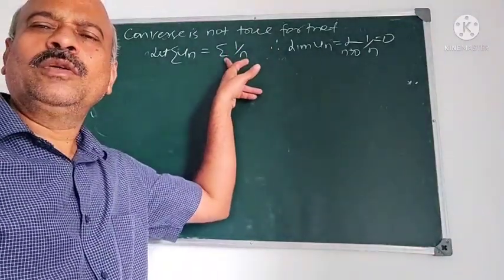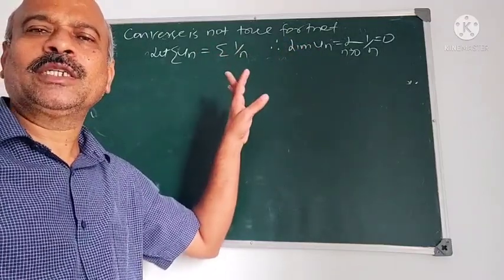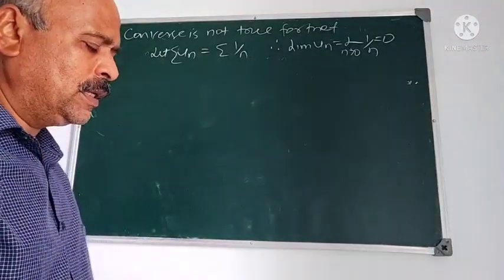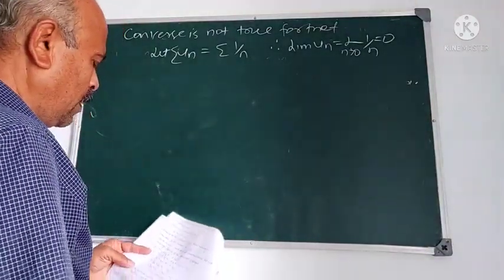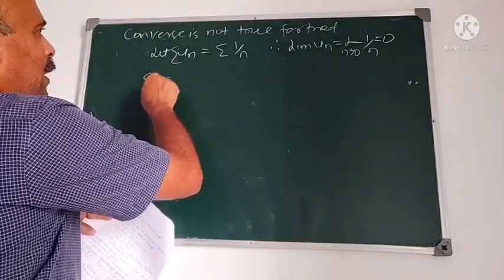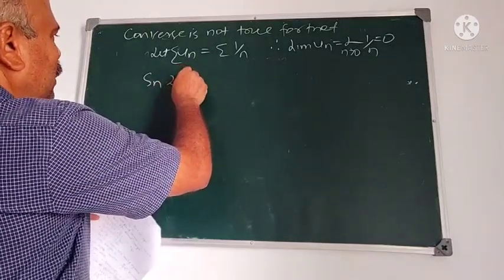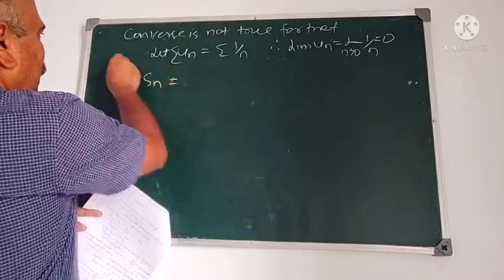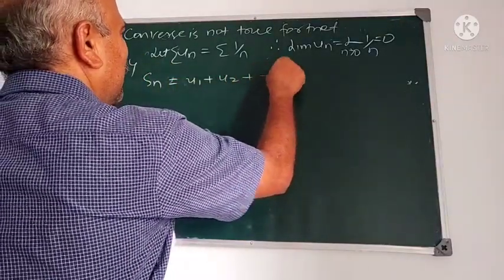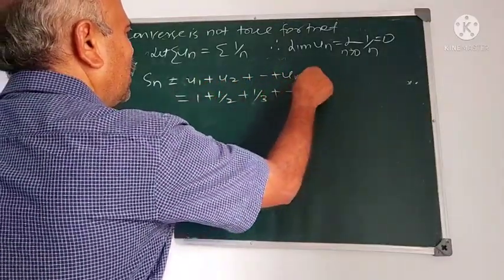For that, what we have to prove? When do you say that a series converges? When the sequence of partial sums converges. Now we prove that the sequence of partial sums of this sigma un doesn't converge. Let Sn be the sequence of partial sums. Therefore Sn is u1 plus u2 plus etc. plus un. It is 1 plus 1 upon 2 plus 1 upon 3 plus up to 1 upon n.